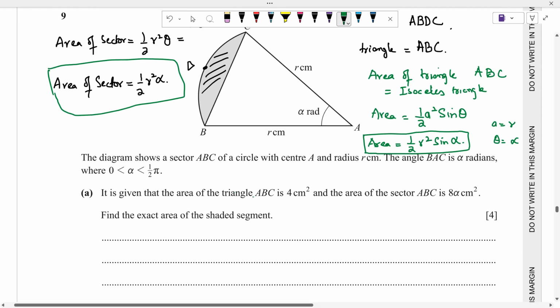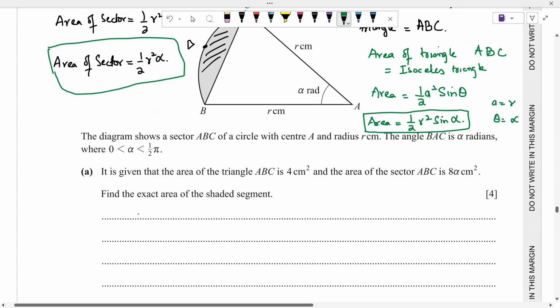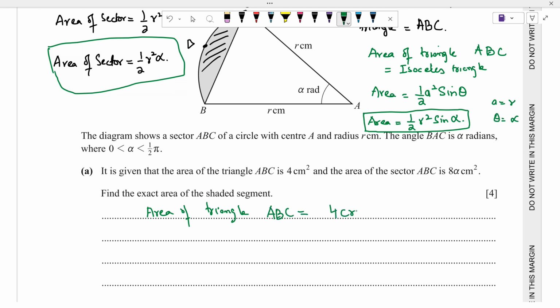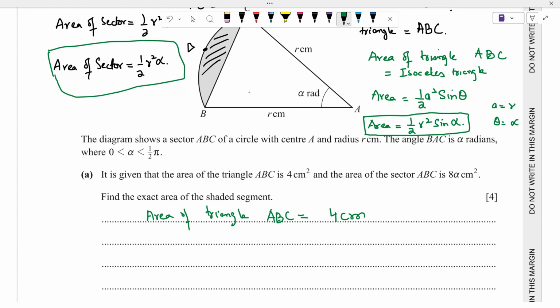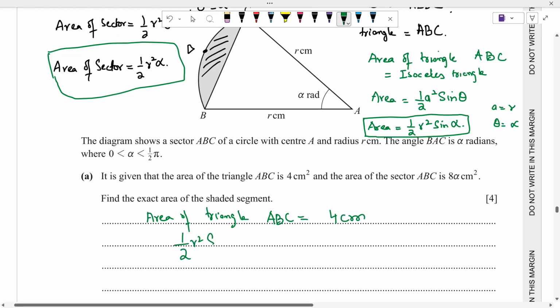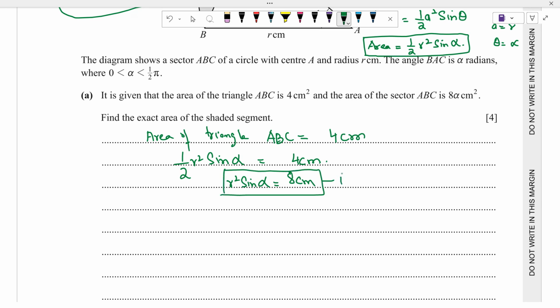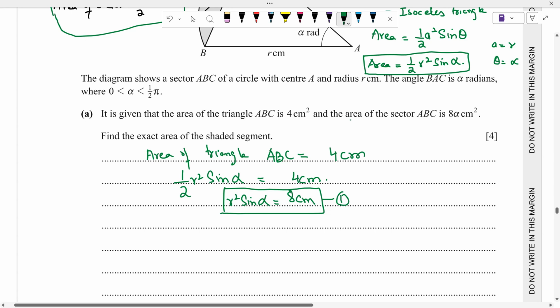Now we are given that the area of triangle ABC is 4 centimeters squared. So 1 over 2 r squared sine of alpha is equal to 4, which gives r squared sine of alpha equal to 8. This is equation 1.